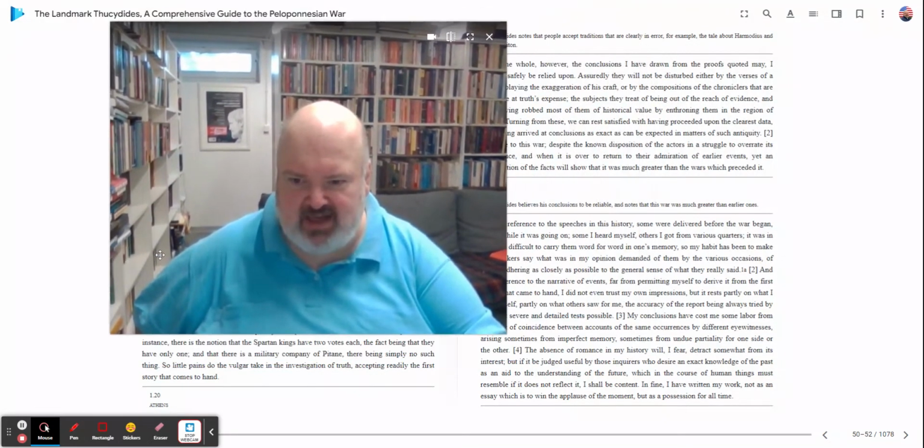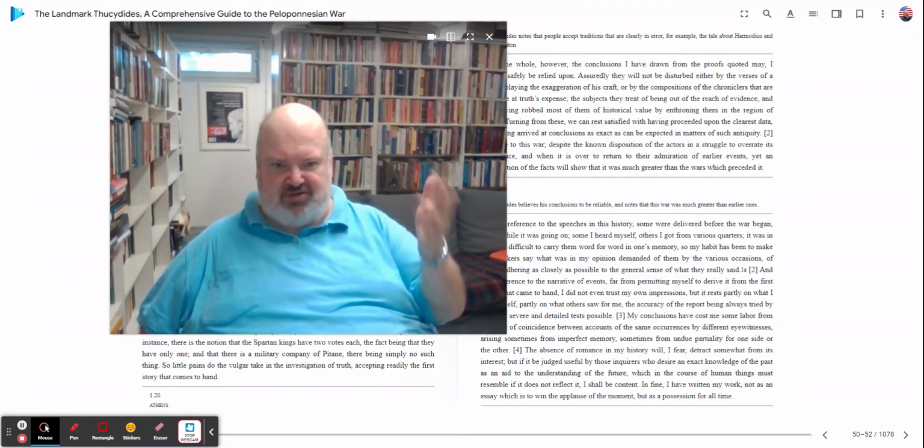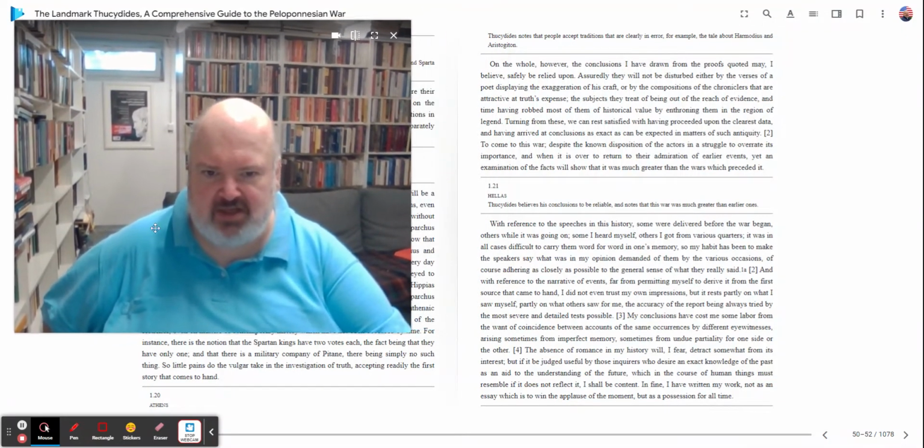Now he's saying this is section 20, about the way people accept things, traditions, and errors, right? Now let's turn to this next section, 21.